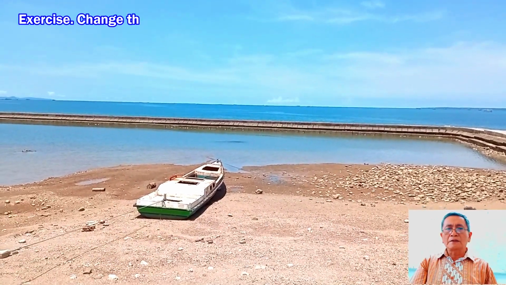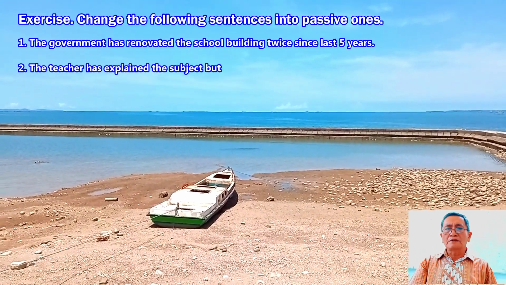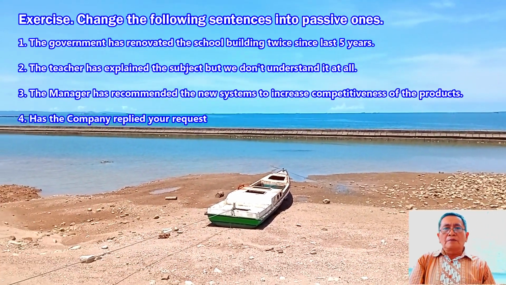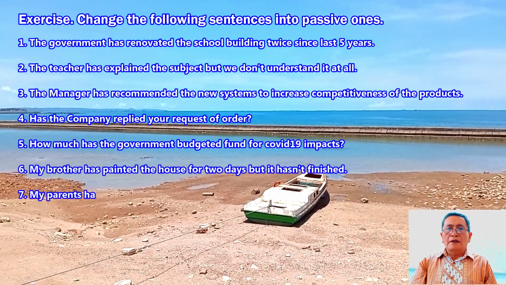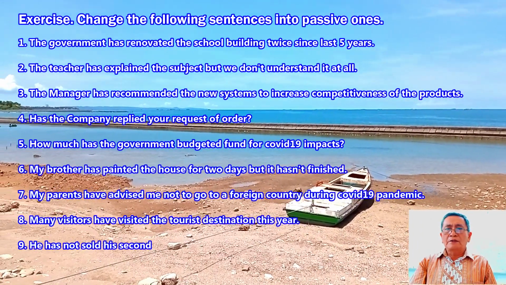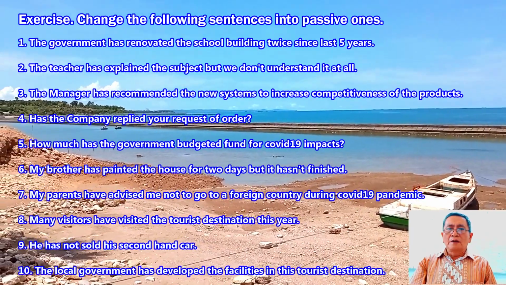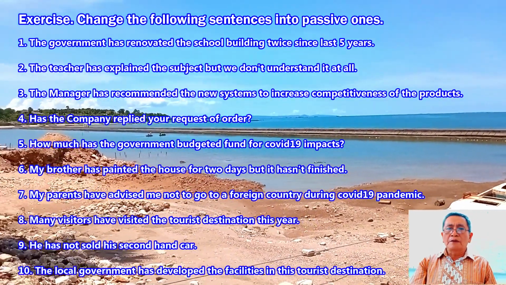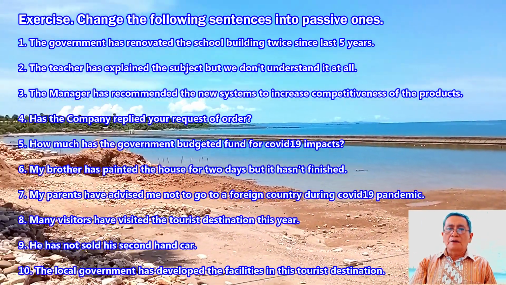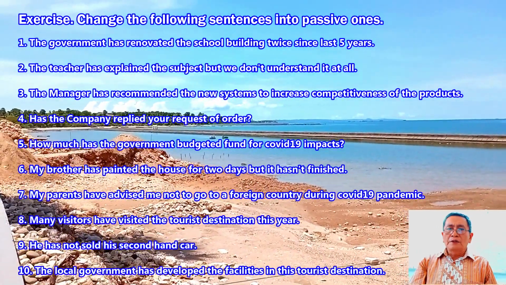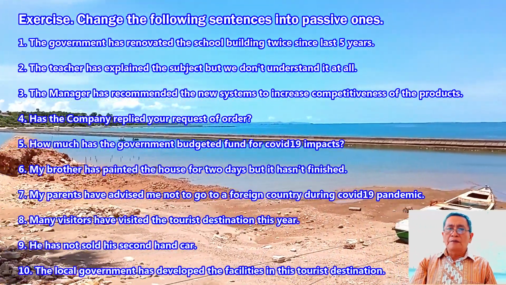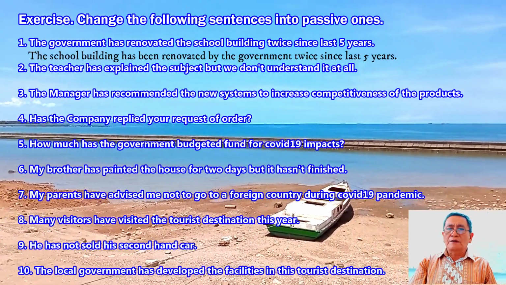Now exercise: change the following sentences into passive ones. Number one, the government has renovated the school building twice since last 5 years. What's the passive form of number one? Alright, the school building has been renovated by the government twice since last 5 years.